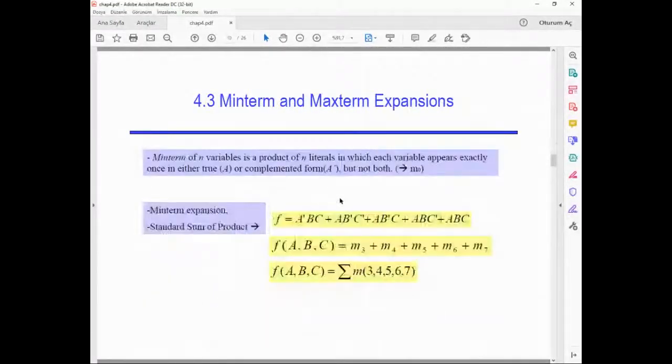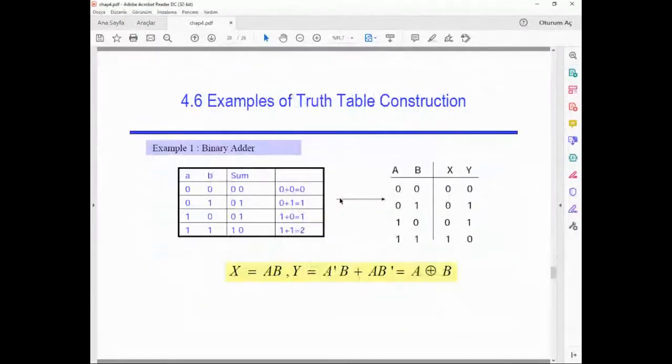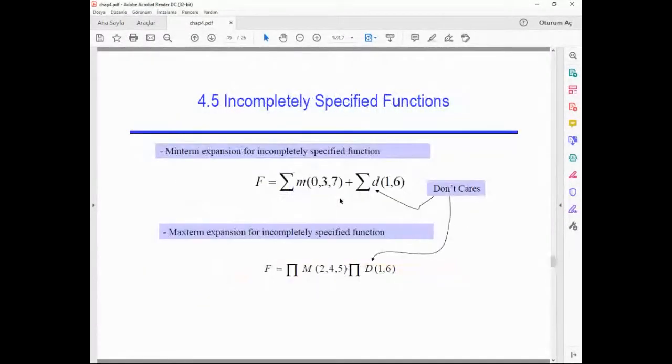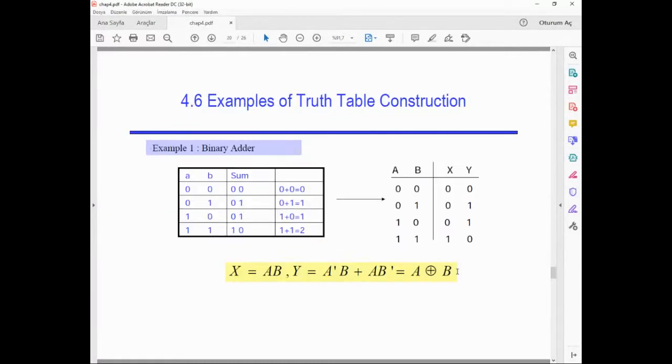Okay, let's continue. And we were here, and there was a minterm explanation for incompletely specified function. If there is a don't care, you can put them like OR in the minterm, and in the maxterm, you can put them like AND. So there's a XOR gate.